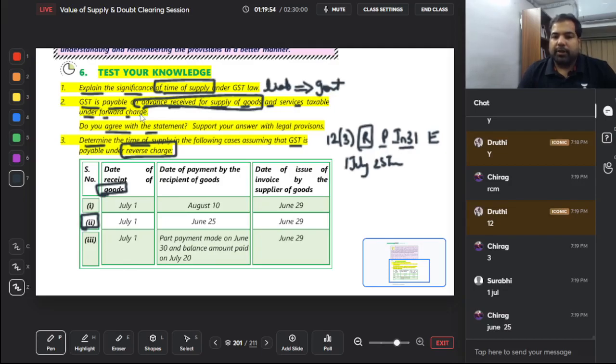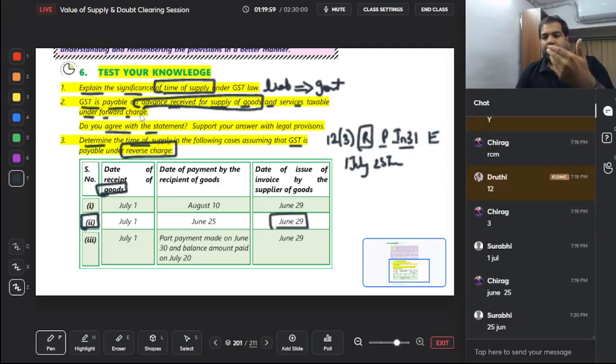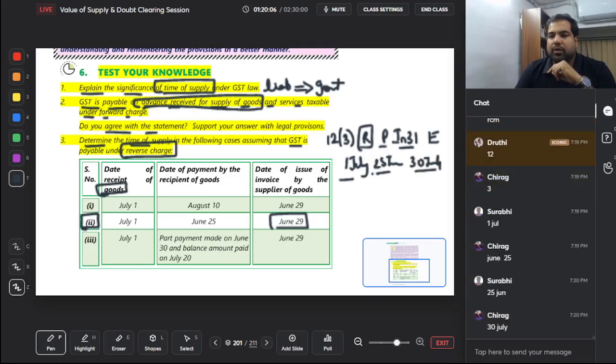And what is 31 days from issue of invoice? The invoice was issued on 29 June. So 30 days is 29 July, 30th July. So 1st July, 25th June or 30th July, which is earlier guys? 25th June is the time of supply.